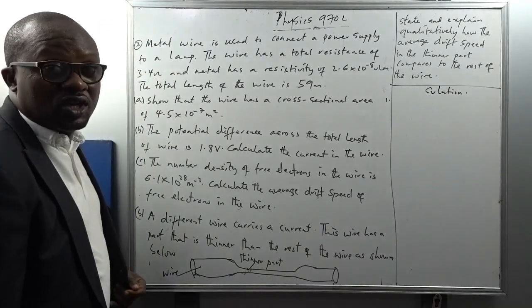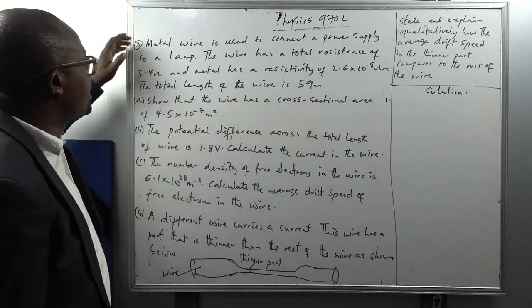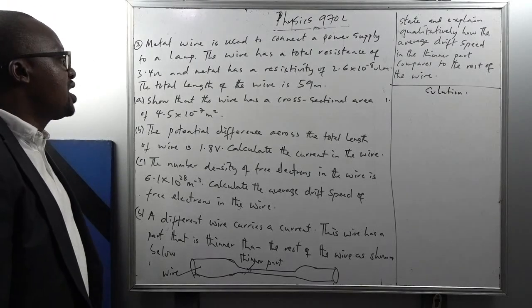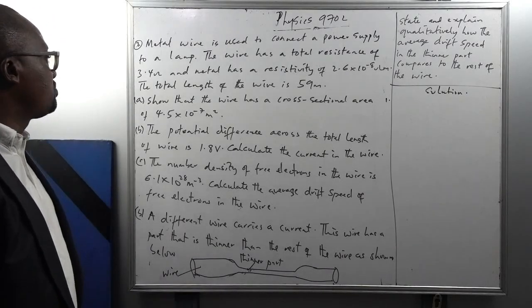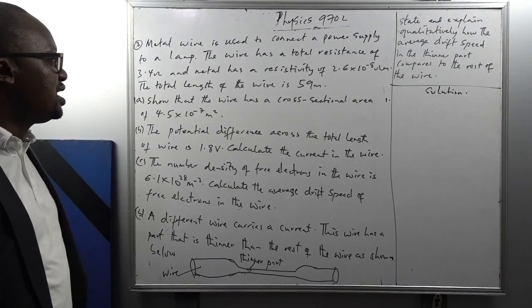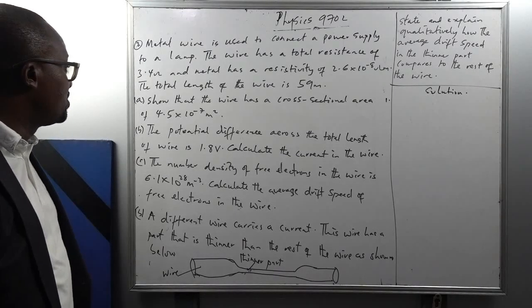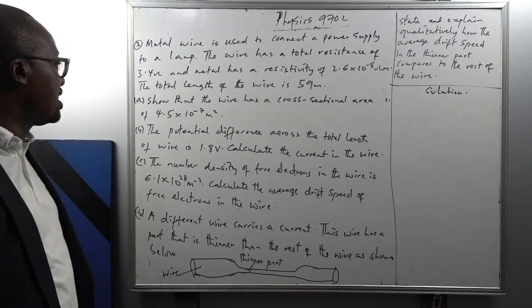So we have a question here. Metal wire is used to connect the power supply to a lamp. The wire has a total resistance of 3.4 ohms and the metal has a resistivity of 2.6 times 10 to the power minus 8 ohm meter. The total length of the wire is 59 meters.